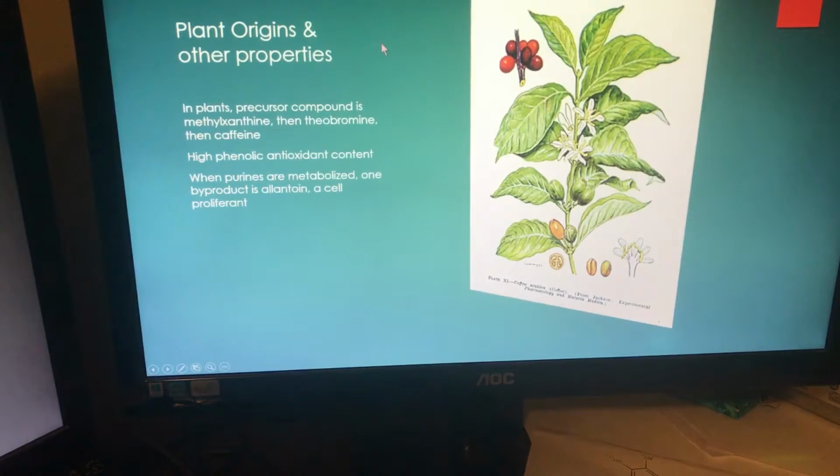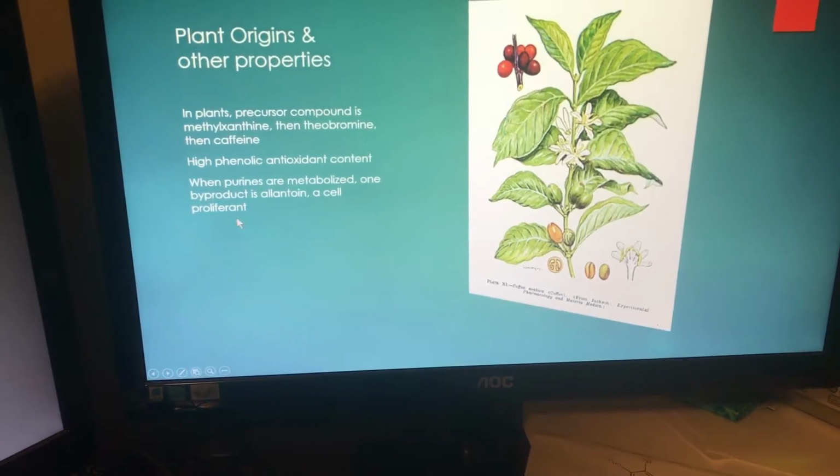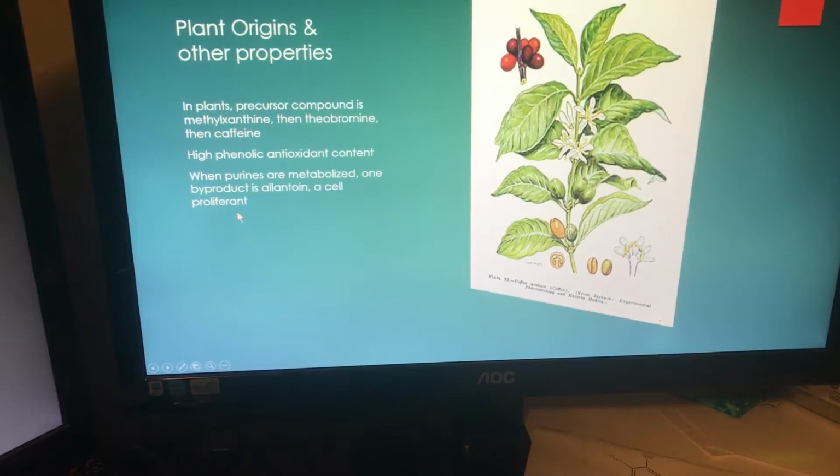There's also a high phenolic antioxidant content in the coffee plant, and when purines are metabolized, one of the byproducts is called allantoin, and that is known to be a cell proliferant.